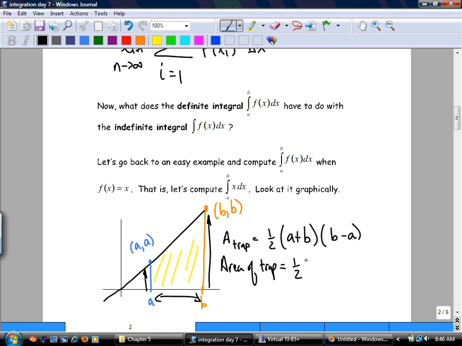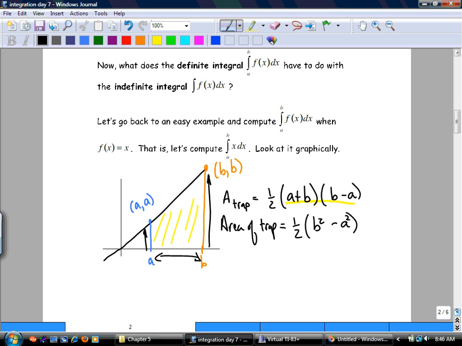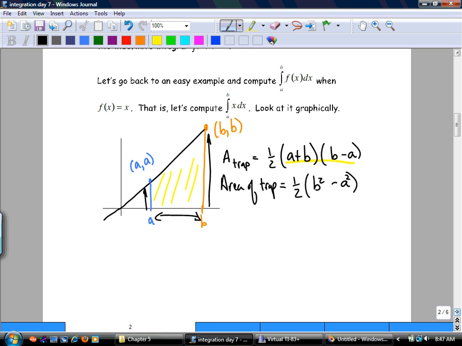Now we're going to clean this up. I'm going to FOIL this together. Get all math 10 on it. Would you agree that that is the area, that yellow shaded area?